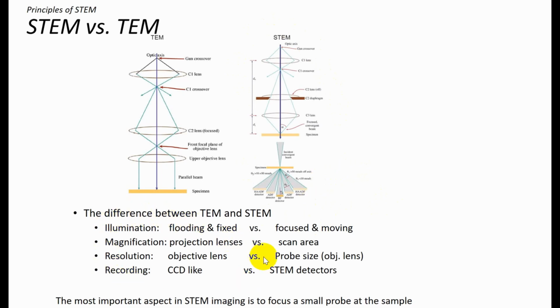Here is the difference between TEM and STEM. In the case of STEM, the illumination is focused and moving, right? Our probe is scanning on the sample. So the magnification solely depends on the scan area, and the resolution depends on the probe size. This is very important. The most important aspect in STEM imaging is to focus the probe as small as possible.